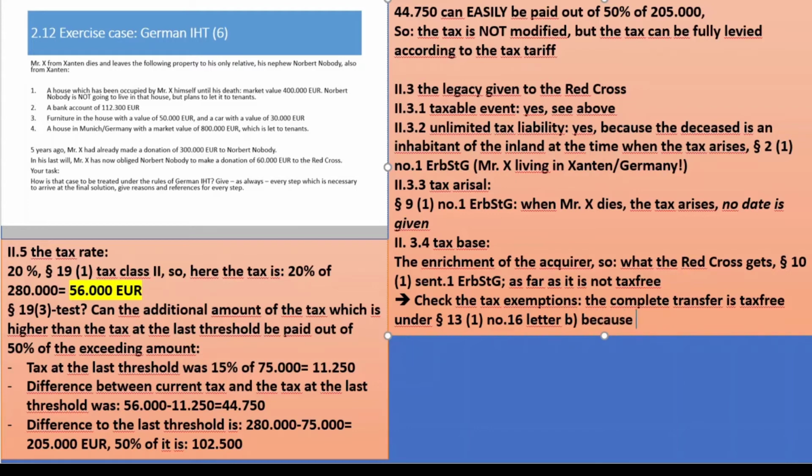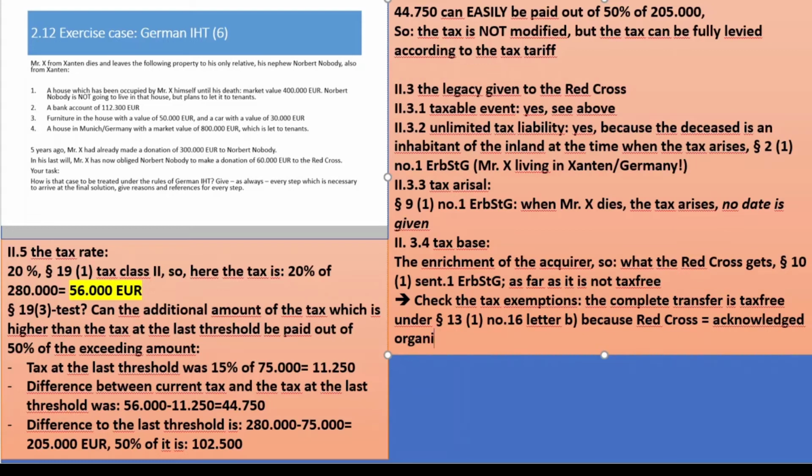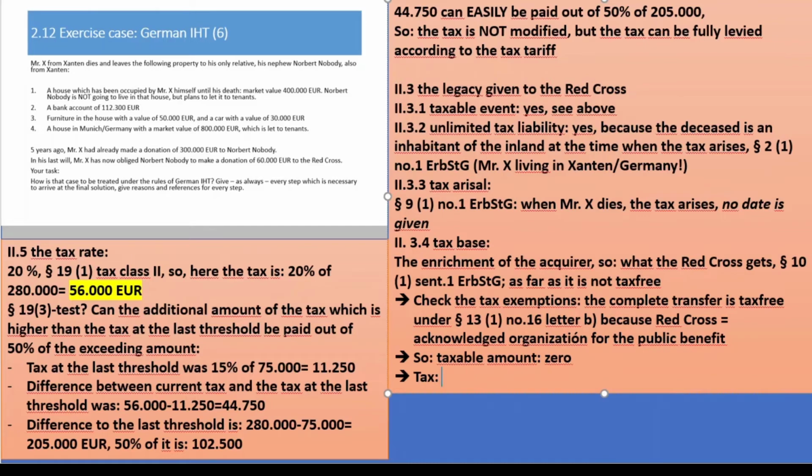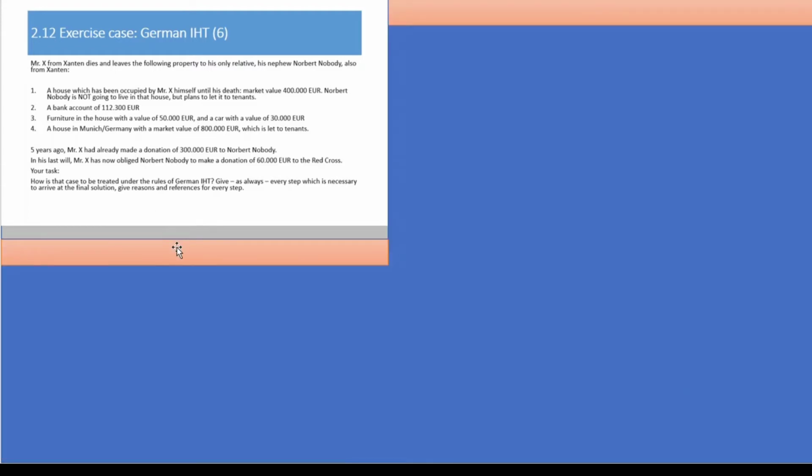because the Red Cross is an acknowledged organization in the public benefit, for the public benefit. So the taxable amount remaining is 0, tax 0, so that's it. This part of the case has also been solved, so now we can go back to the first transaction.